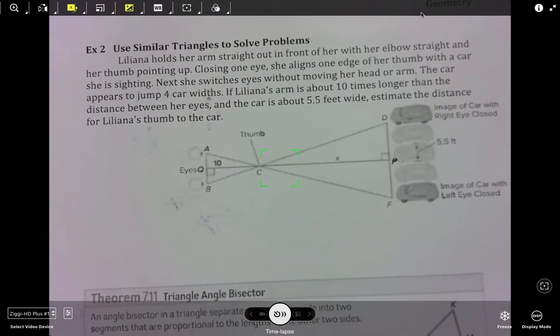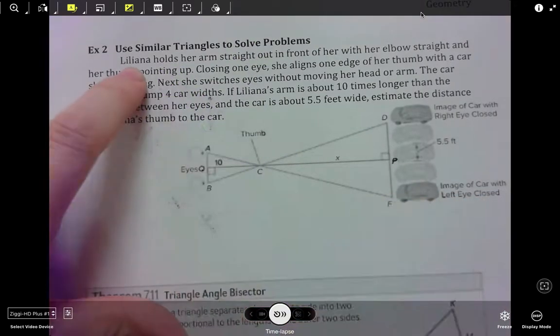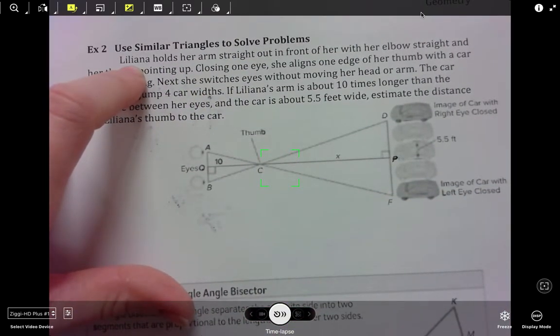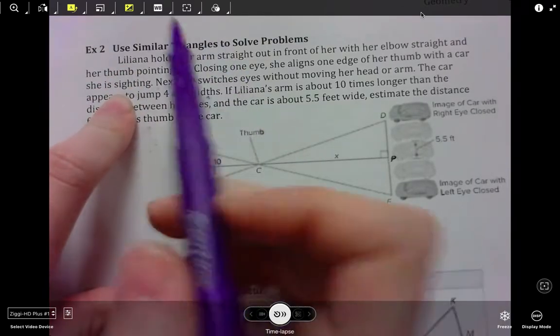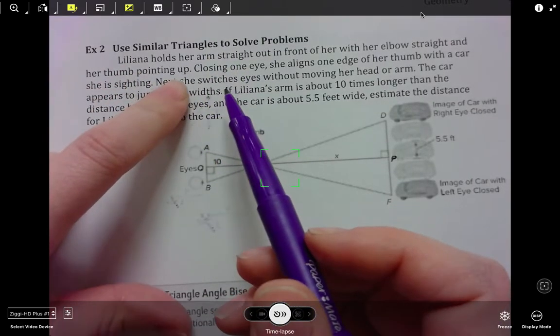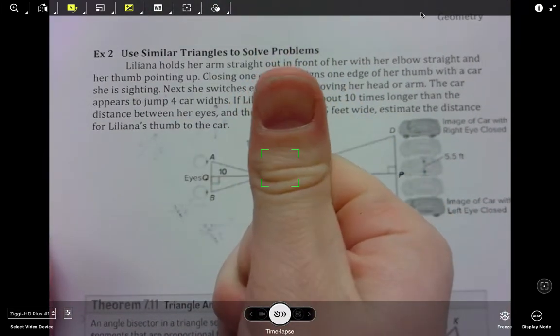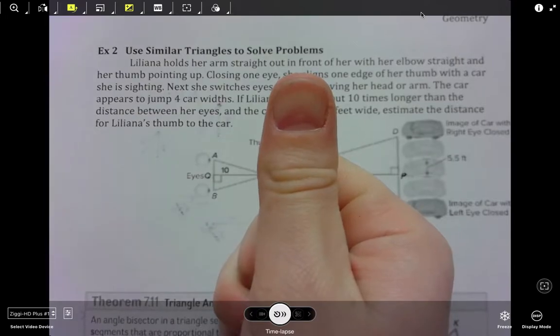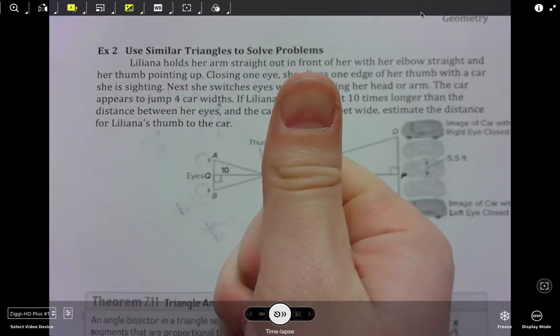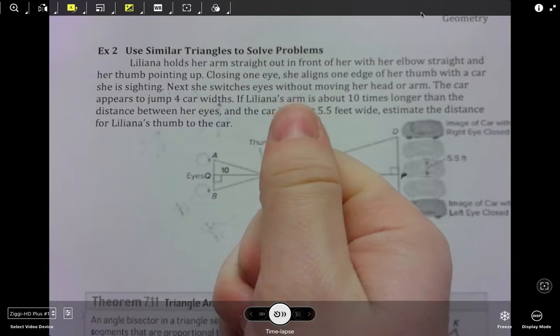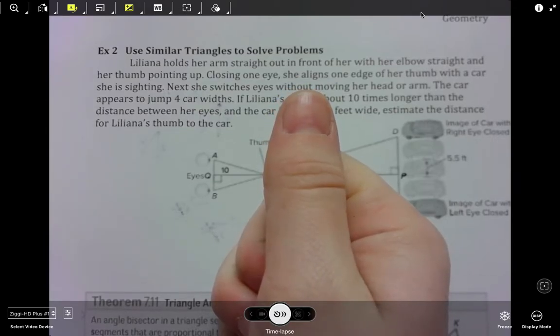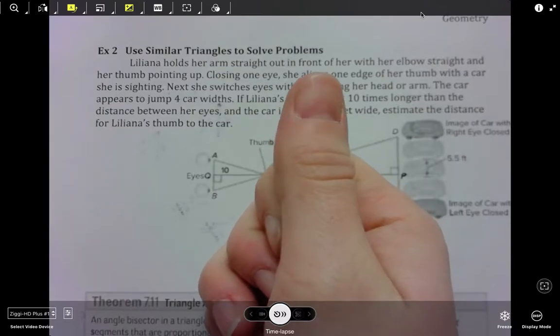This is a story problem that I kind of like. Liliana is her name. She holds her arms straight out in front of her with her elbow straight and her thumb pointing up. I don't know if you guys have ever done this before, but you hold your finger out in front of you like this, and you look beyond your thumb to see, it's kind of like blurry behind it. You can do this test to figure out which eye is the dominant eye. Any of you guys who shoot trap have probably done this test before to figure out which eye you're going to shoot out of when you shoot trap.